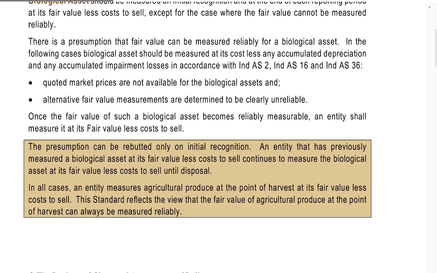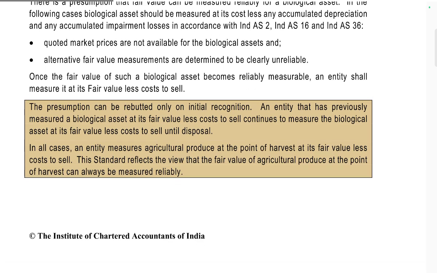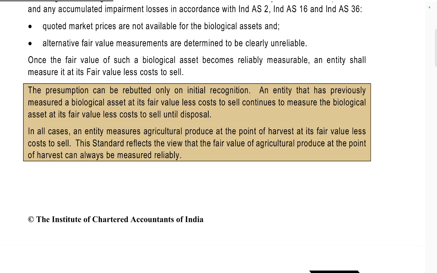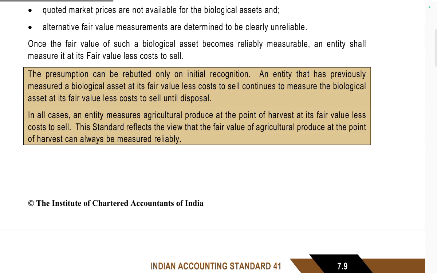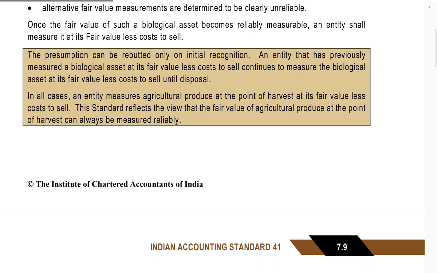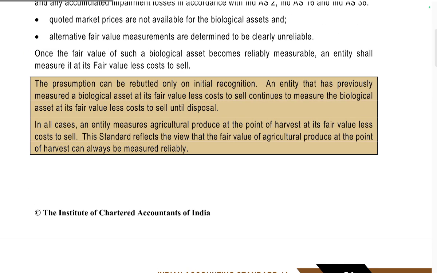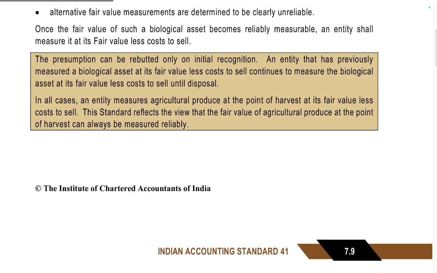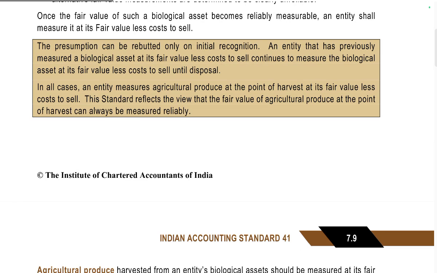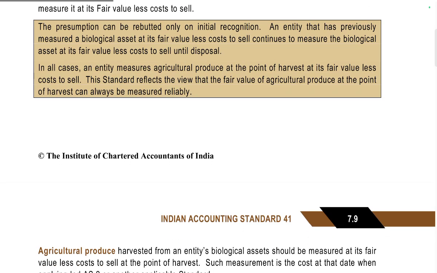Alternative fair value measure is determined as clear and reliable. Once the fair value of the biological asset becomes reliably measurable, the entity shall measure it at fair value less cost to sell. The presumption can be reverted only at initial recognition. An entity that previously measured the biological asset at fair value less cost to sell continues to measure it at fair value less cost to sell until disposal.